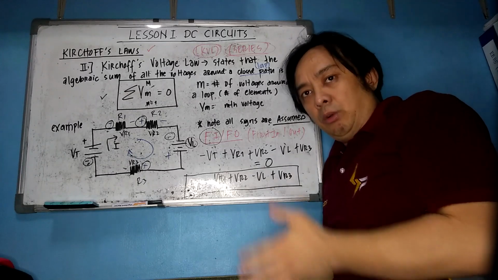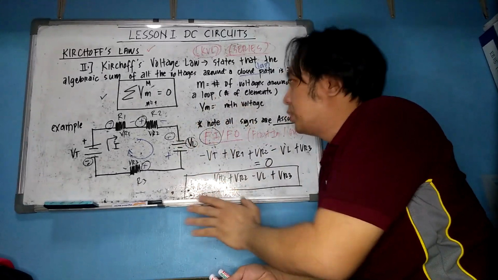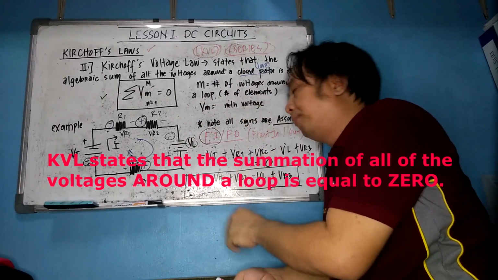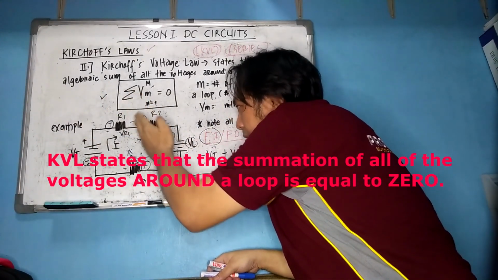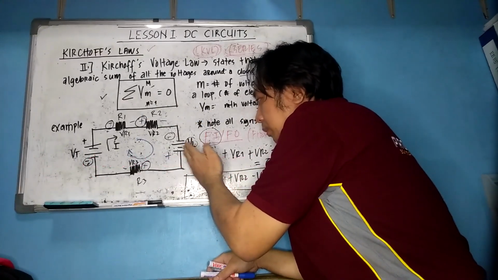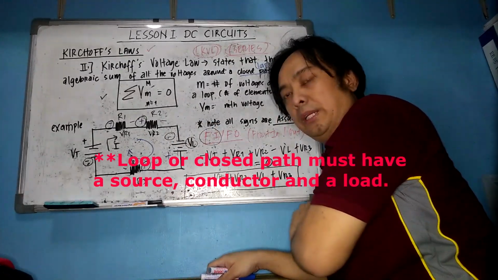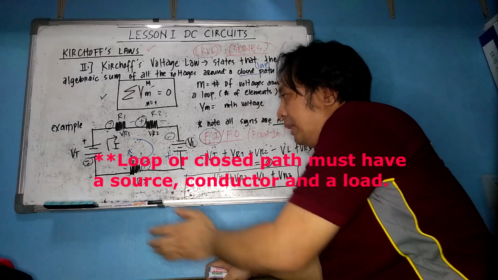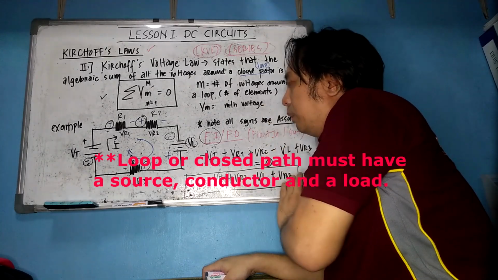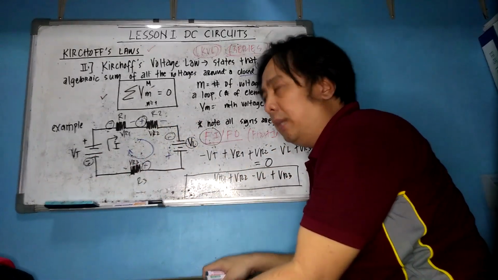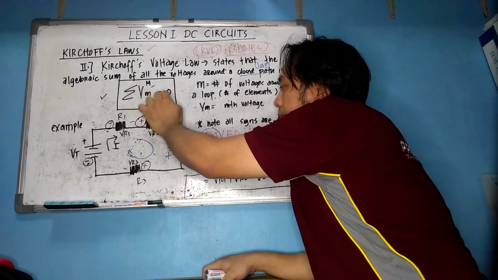KVL states that the algebraic sum of all of the voltages around a certain loop, and a loop is a closed path. When you say closed path, a loop must have a voltage source, conductor resistances, and load so that you will have a current. Because if this is not a closed path, the current will be zero. That is an open circuit. But here is a closed path wherein it must have all of the elements of an electrical circuit. It will become equal to zero. So in other words, mathematically, the summation of all of the voltages from the counter n equal to 1 up to m, the number of elements, is equal to 0.